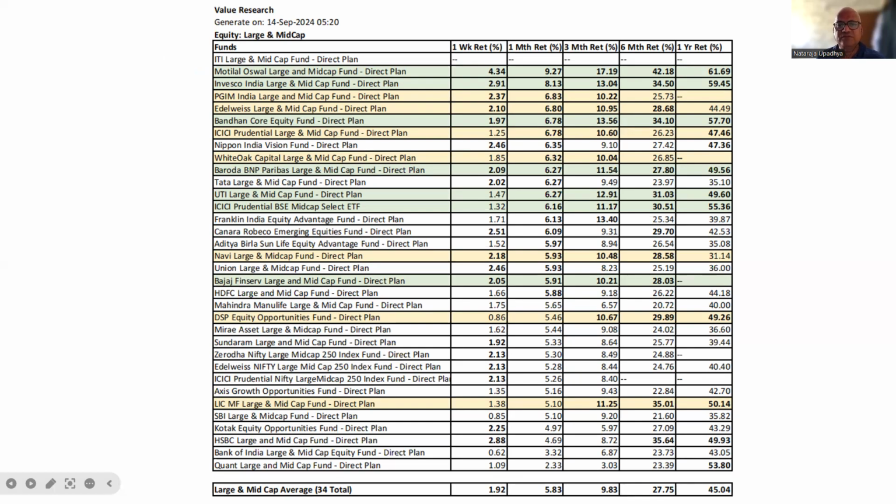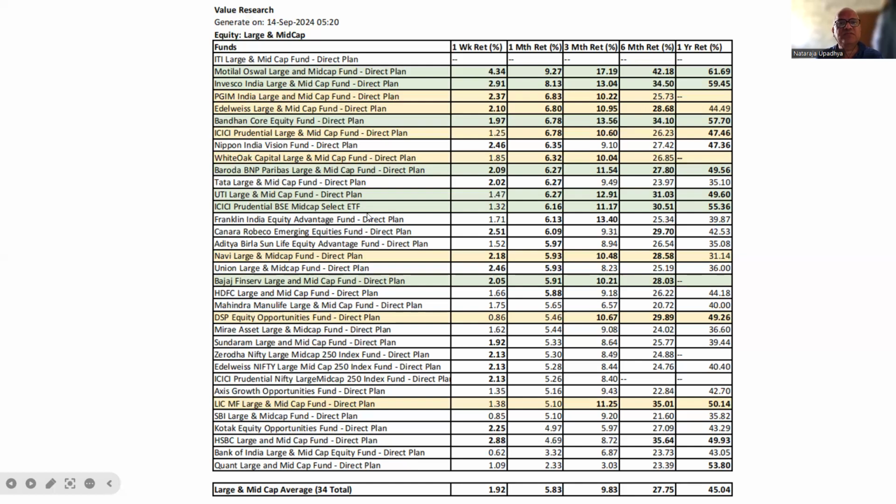They gave 1.92% for the week, 5.83 subdued for the month, and 45.04 for the year, which is subdued. There are many in the green. Motilal Oswal Large and Mid Cap Fund gave 61.69% for the year. UNESCO India Large and Mid Cap Fund, 59.45%. Bandhan Core Equity Fund, 57.70%. Baroda BNP Paribas Large and Mid Cap Fund, 49.56% for the year. UTI Large and Mid Cap Fund, 49.60%.